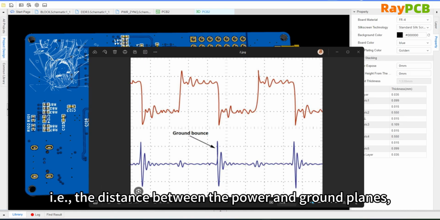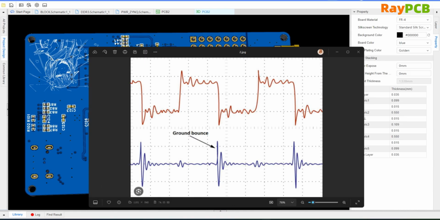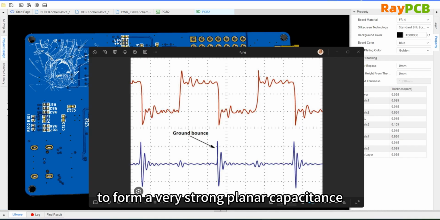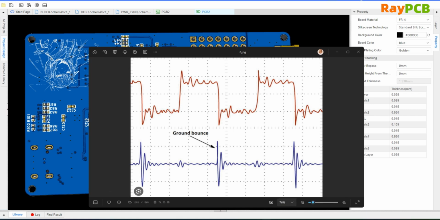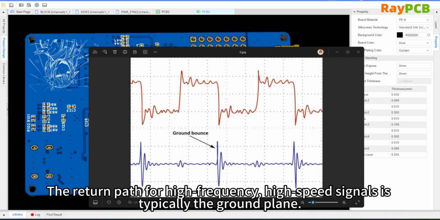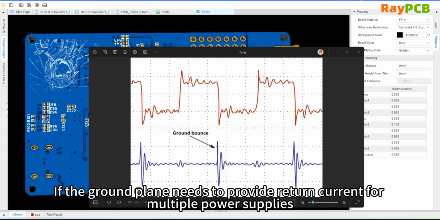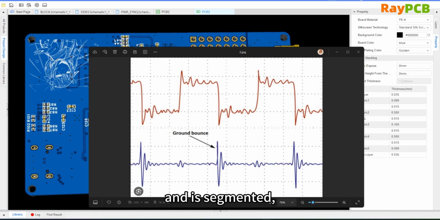Secondly, the coupling distance between the power and ground planes. Even if you have both power and ground planes, the distance between them may not be close enough. This makes it impossible to form a very strong plane capacitance to suppress all high-frequency noise. Lastly, there's the return path. The return path for high-speed signals is usually the ground plane. If the ground plane needs to provide return paths for multiple power supplies and is segmented, the return path can become complicated, affecting power stability.